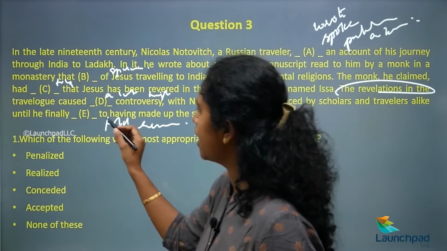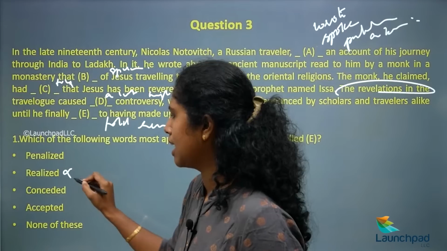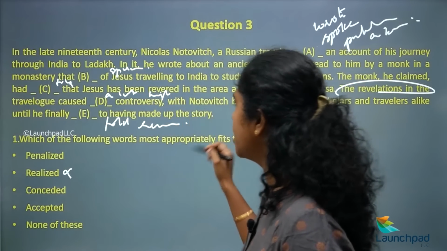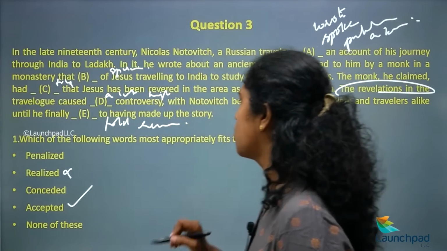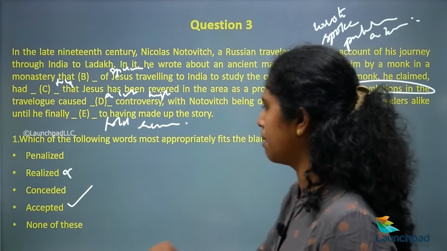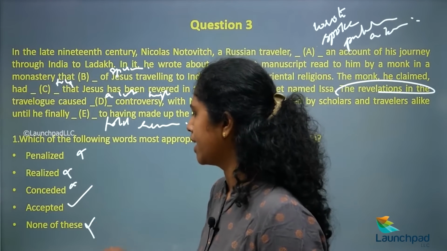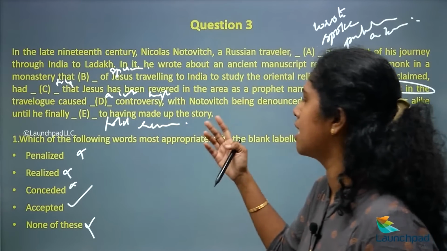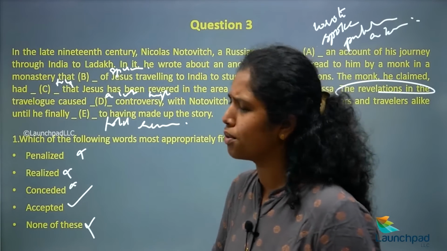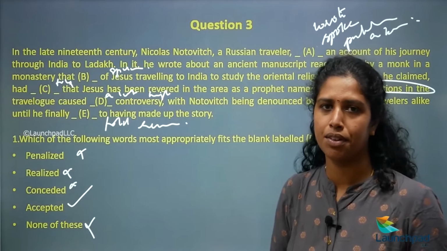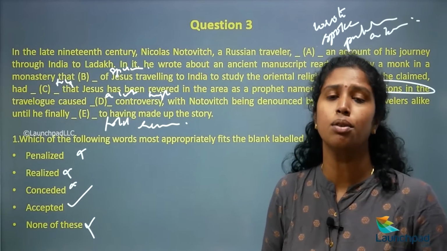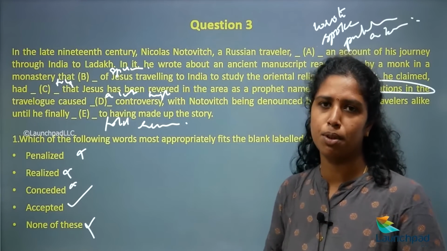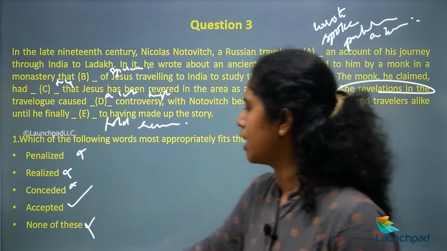So unless there is nothing about realize. To have made up the story, he should have told, right? So he accepted to having made up the story, which is the right option. So this is another question that we saw. Questions can be any type. It could be easy, difficult, or very new to you. But the way you approach it, you will be able to choose the right option.